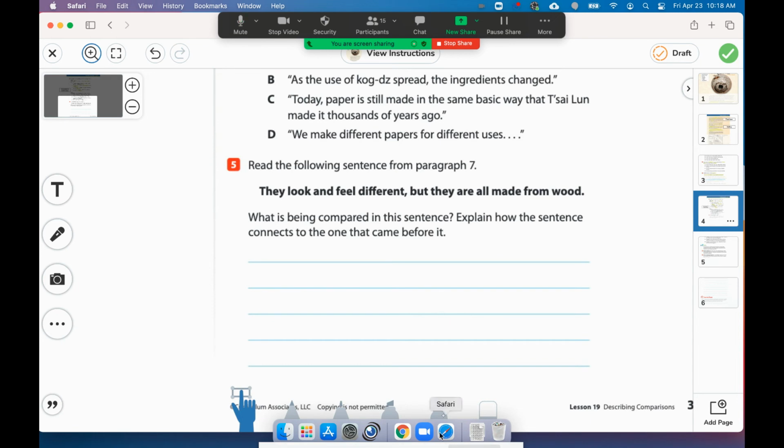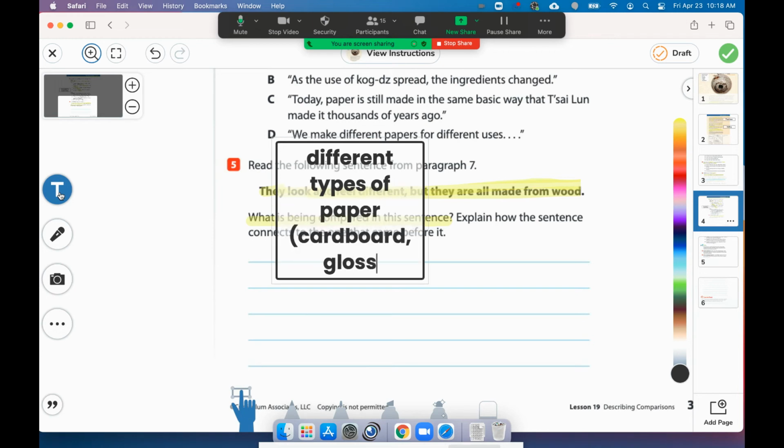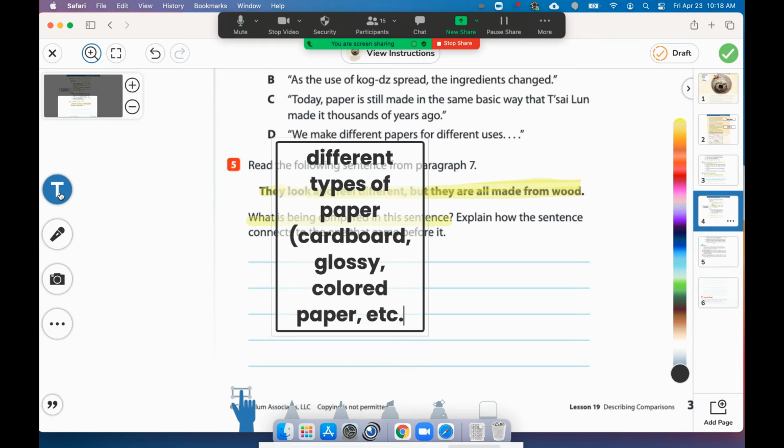Question 5. Look at these sentences from paragraph 7. They look and feel different, but they are all made from wood. What is being compared in this sentence? And explain how the sentence connects to the one that came before it. Well, the sentence that came before this one was talking about the different types of paper, like cardboard, glossy paper, colored paper, all of that.